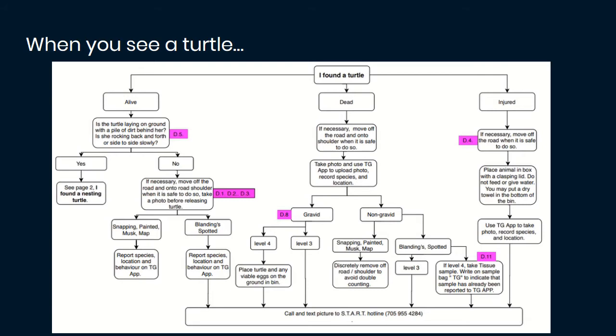Then you're going to take a photo and use the Turtle Guardians app and upload this photo, and you're going to record all the information you're prompted for with the app. So that would be species, location, and any other information it asks for. The next step is to try and determine if the turtle is gravid, which means does it have eggs in its belly.